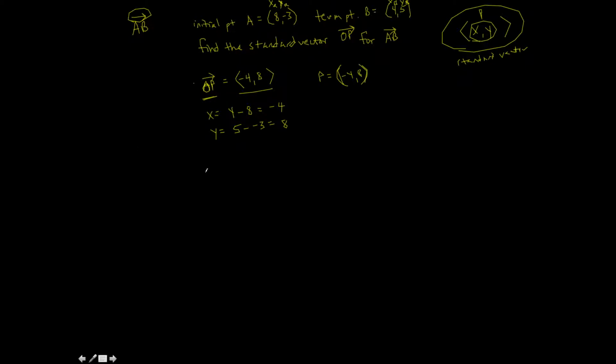If you have some vector AB, A and B are called, excuse me, the pen's writing slowly, A and B are called scalar components of that vector. Scalar components of that vector. Okay?